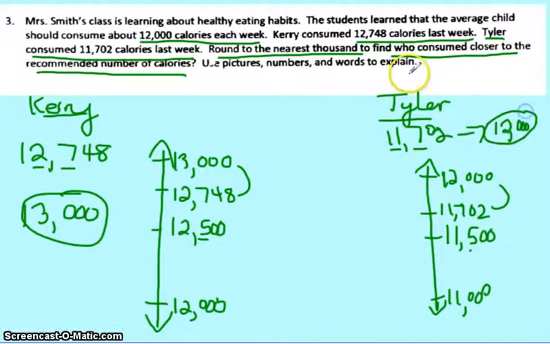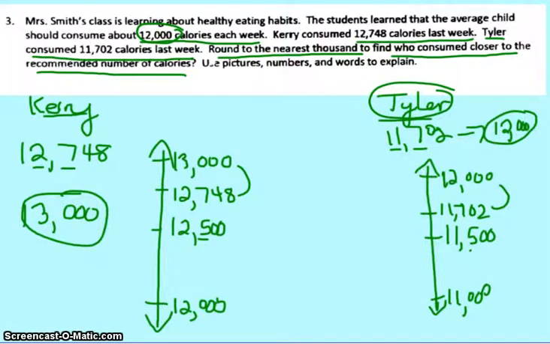Well, the question was, who consumed closer to the recommended number of calories? Well, Tyler rounded to 12,000 and Carrie to 13,000, and the recommended is 12,000. So Tyler is the one that was closest to the recommended.